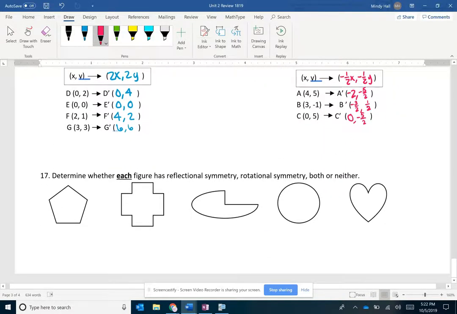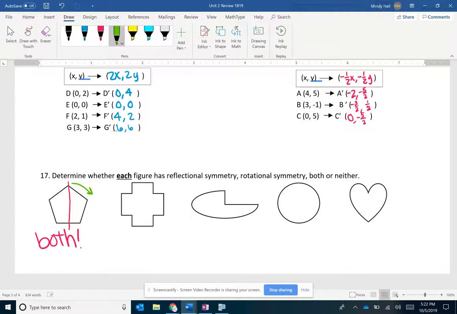So for 17, we are determining whether each figure has reflectional symmetry, rotational symmetry, both or neither. So looking at this pentagon, we have, drum roll, both. Because you can draw it, and I'm just going to give you one example for each of these, but you can draw a line down the middle and it's cut in half. And then if I were to rotate this, every time I hit another flat point, it's going to have that rotational symmetry.